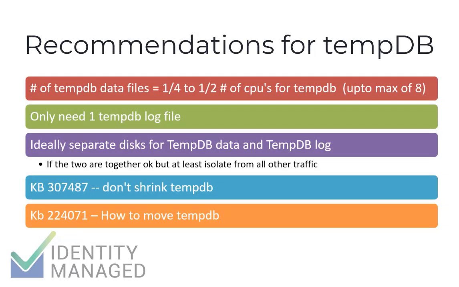You need to set up quite a number of tempDB files. So we look at how many cores you have. If you have a bunch of cores, for every 4 cores you have, you should set up at least one tempDB file, maybe up to 1 out of every 2 CPU cores you have, up to a maximum of 8 tempDB files. That's for the data files. You only need 1 tempDB log file.